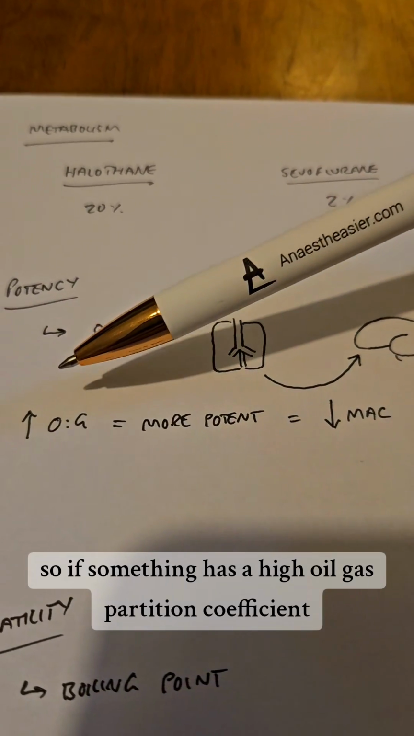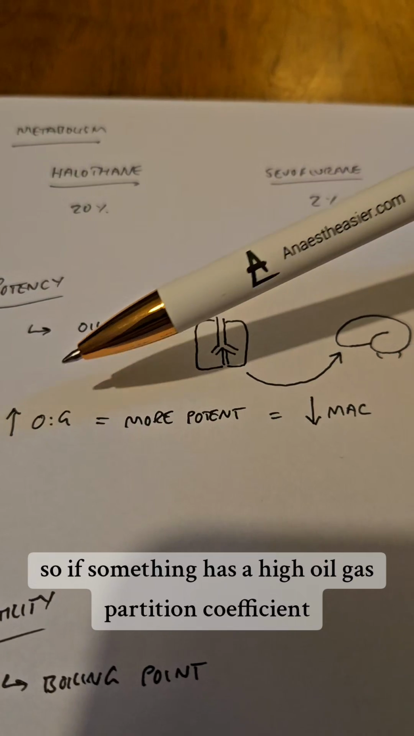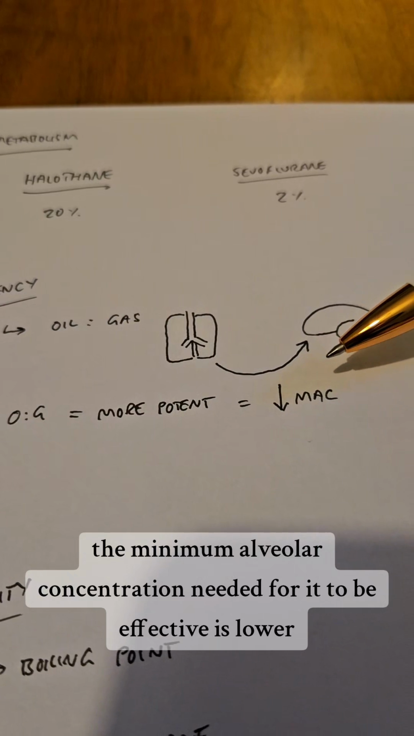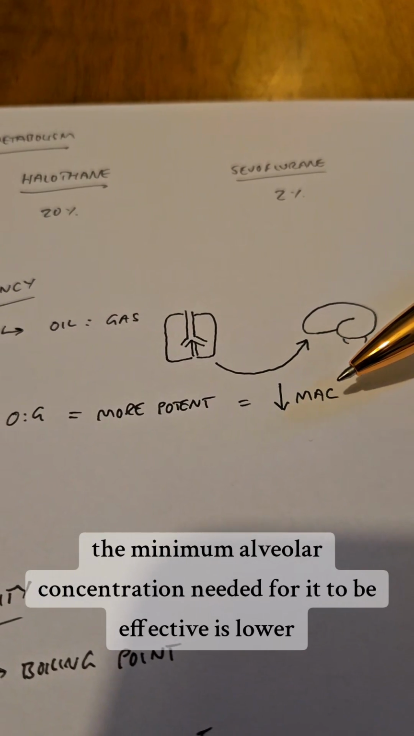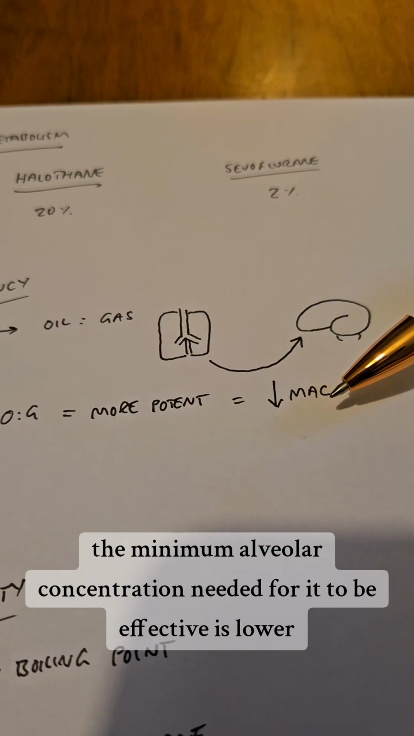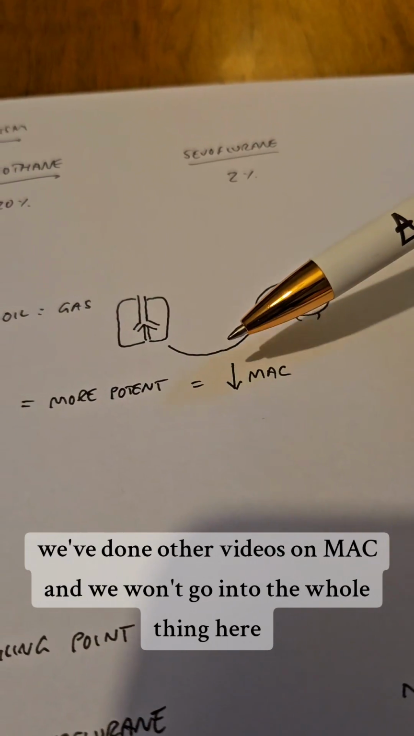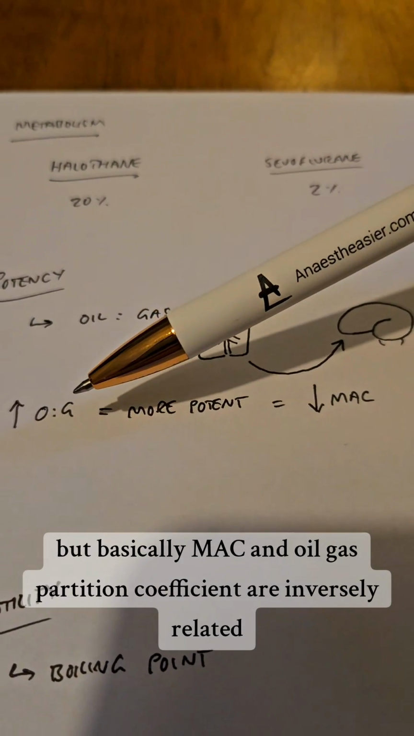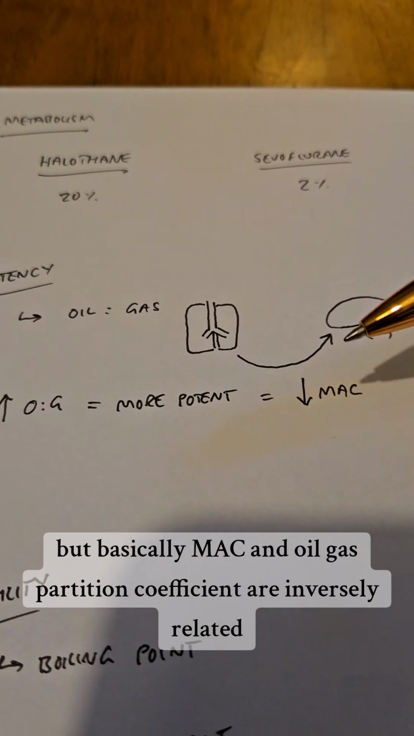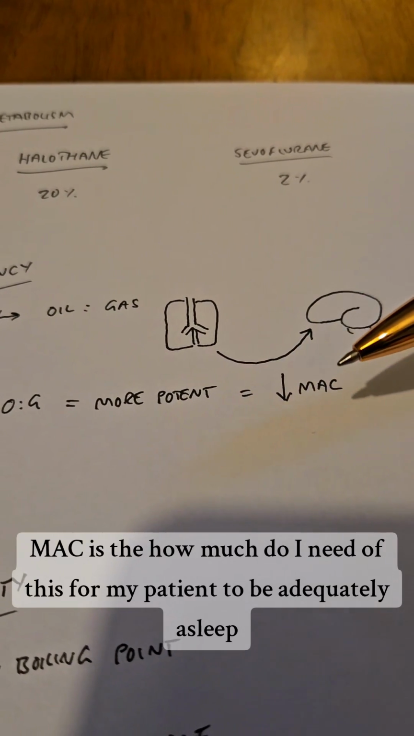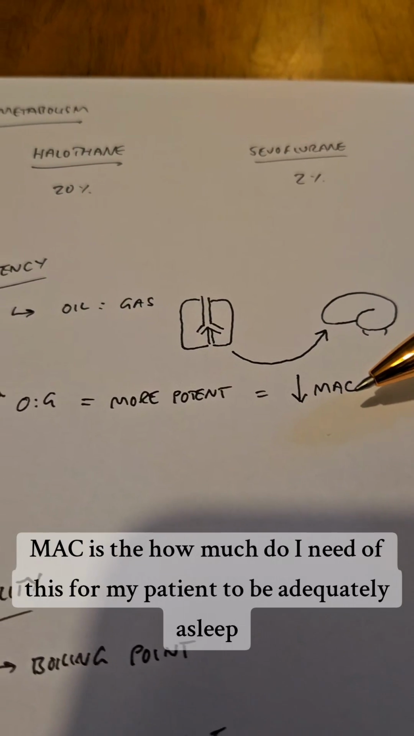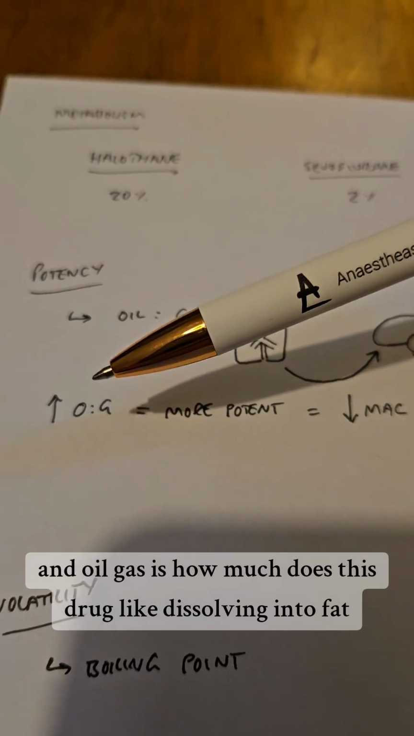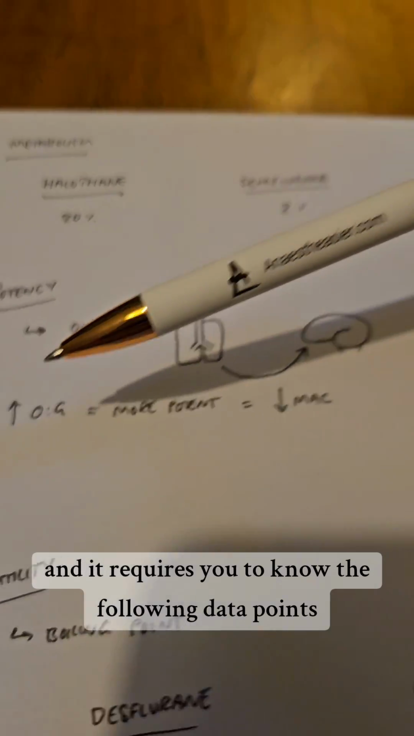So if something has a high oil gas partition coefficient, it is more potent, and therefore the minimum alveolar concentration needed for it to be effective is lower. We've done other videos on MAC, and we won't go into the whole thing here, but basically MAC and oil gas partition coefficient are inversely related. MAC is how much do I need of this for my patient to be adequately asleep, and oil gas is how much does this drug like dissolving into fat. And it requires you to know the following data points.